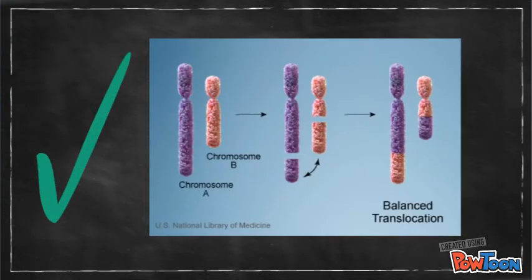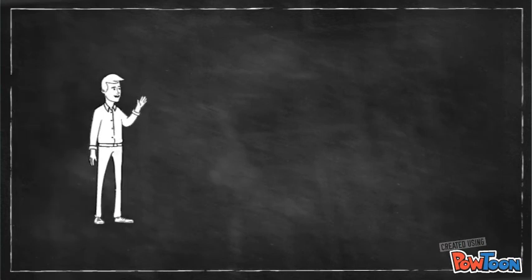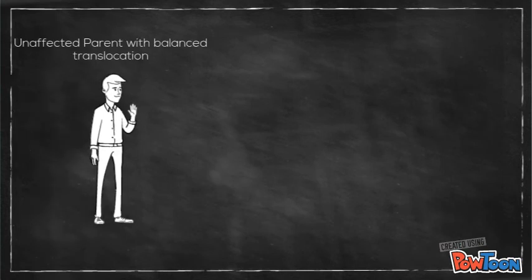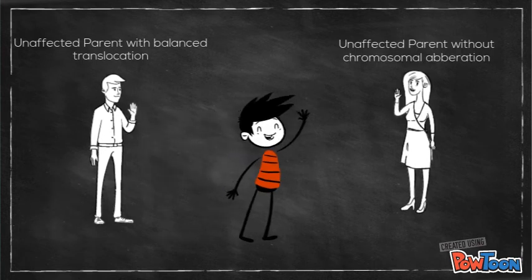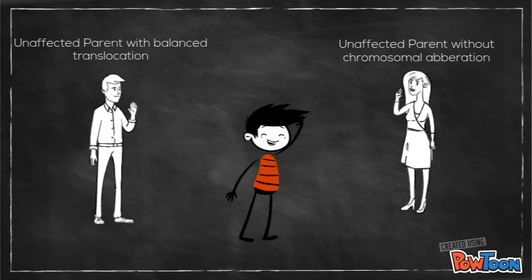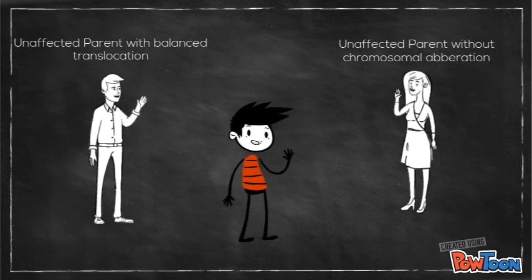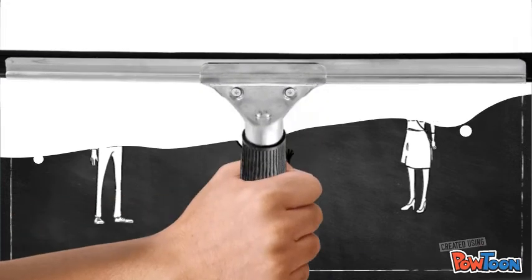However, balanced translocation would not gain or lose genetic material, thus it would not cause any health problems. But people with translocation Down syndrome can inherit the condition from an unaffected parent. If this translocation is passed to the next generation, it can become unbalanced, which would cause Down syndrome.